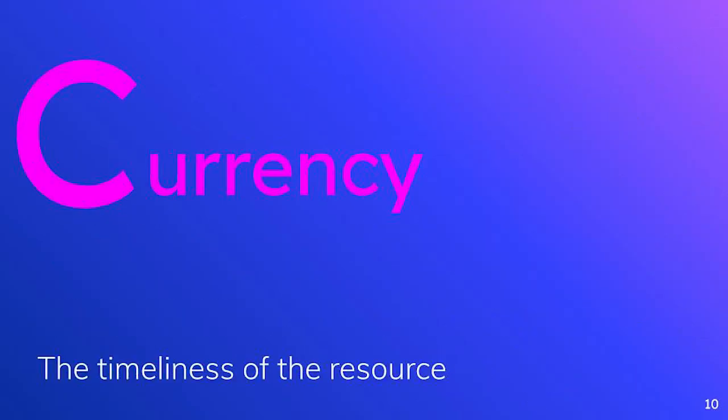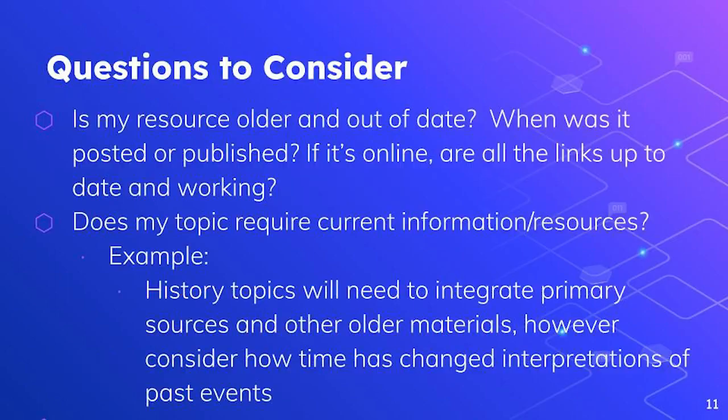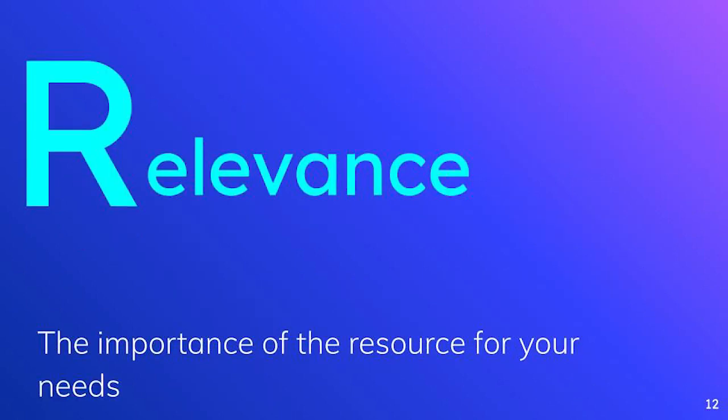The first part of the CRAP test is the C, which stands for currency. As you can probably guess, this is about the timeliness of the resource you found online. Here are some questions to consider for this one. Is the article, website, etc. older and possibly out of date? When was the website created and has it been maintained? For things like videos and websites, students may not be as motivated to watch or look at older materials. Also, some content areas require more up-to-date info than others. If you're in the STEM field, you will definitely want the majority of materials to be from the last 5 to 10 years.